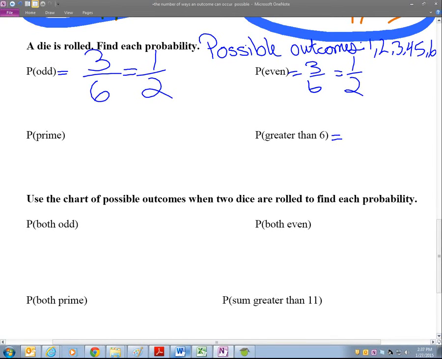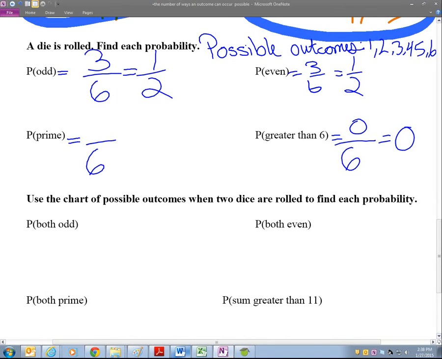Then whenever we have something that's greater than 6, there's nothing greater than 6. You can't roll anything greater than 6, so it's going to be 0 out of 6, which simplifies to 0. You can't, with a die that goes up to 6, get a 20. It's impossible, hence 0. Then there's this one. Not just a 1. Not just a regular sized die.